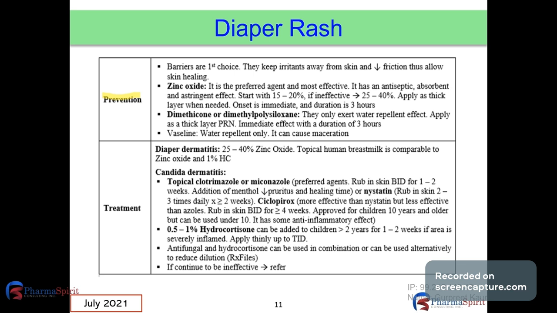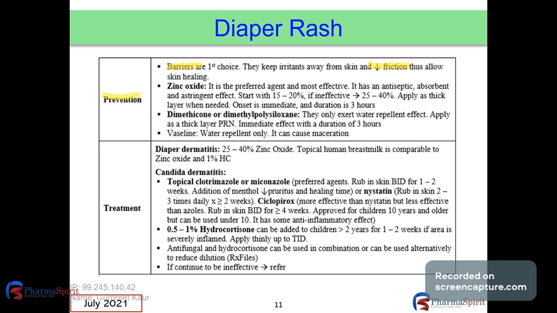Well, our target when we try to prevent diaper rash is to prevent the contact between the skin and the irritants. So we need to use something that prevents the skin from getting in contact with the urine and feces and stuff like that. And that's why the first choice that we use is barriers. So we use barriers as the first choice. They keep the irritants away from the skin, and they also reduce the friction between the skin and the diaper, and this allows the skin to heal.